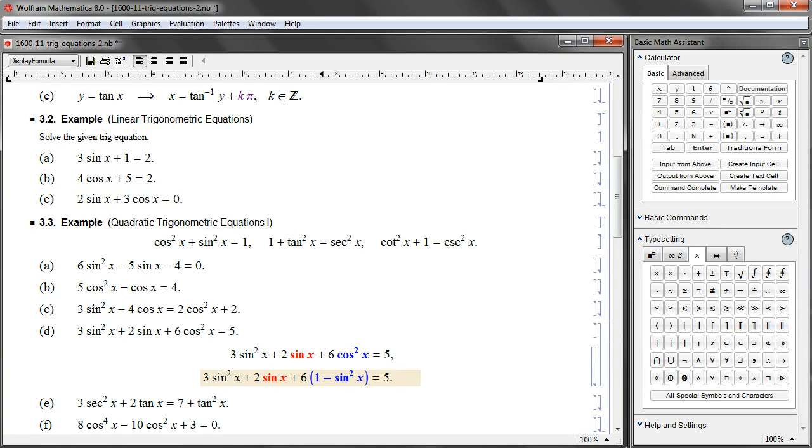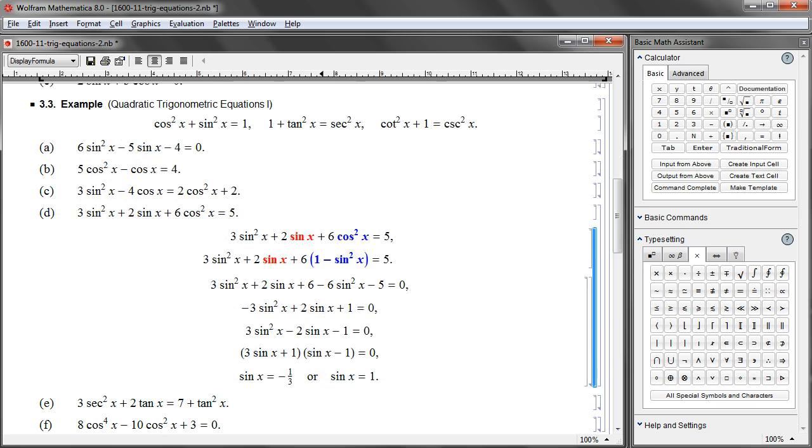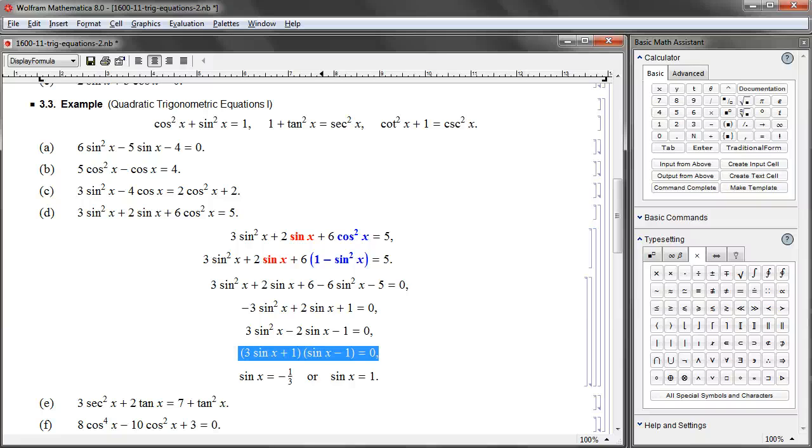And what do we have? We have a quadratic equation of sine function. What do we do now? Easy. Break up everything, take the like terms together, and simplify, and eventually factor the quadratic equation of sine, and you're going to get sine of x equals negative 1/3 from the first factor, and sine of x is equal to 1 from the second factor. Good? Alright, and then what do we do?